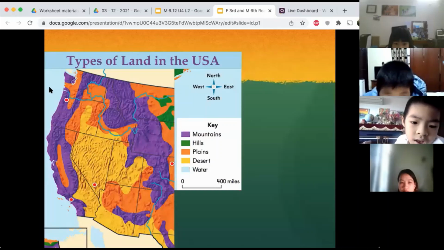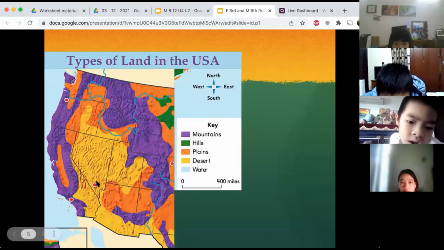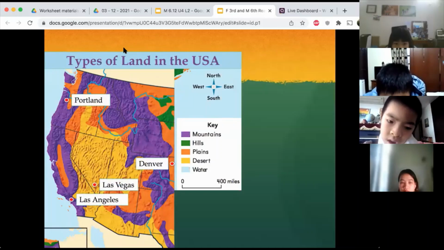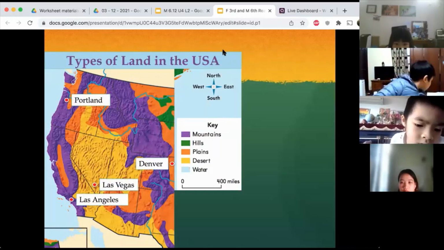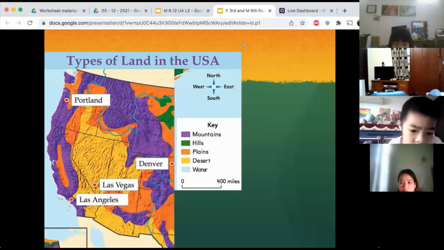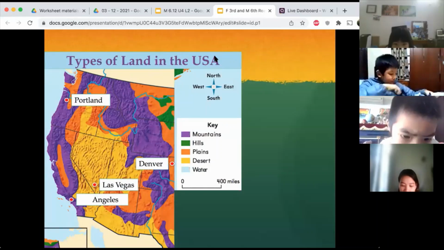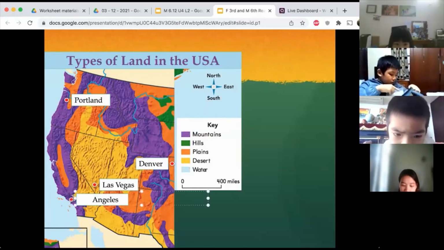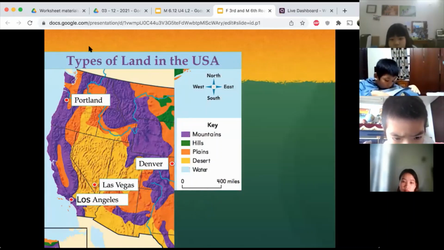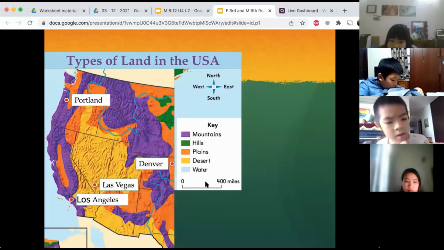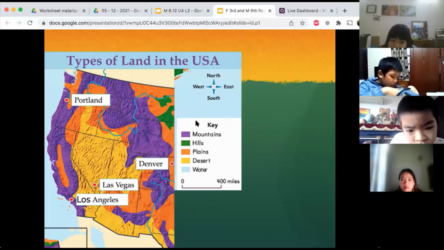And the next one, look at each red dot, we have 4. There is one mistake. I will fix it now. It's not Los Angeles. It is spelled L-O-S. We still say Los Angeles though. Okay. We still have a title, a compass rose, a key, and distance. These are patterns.